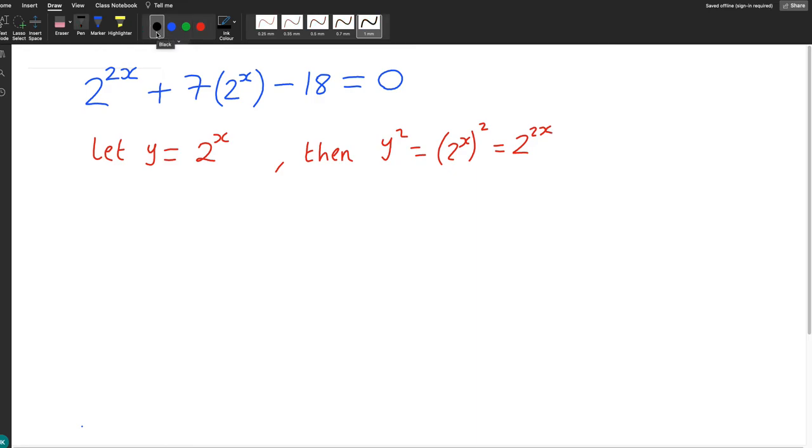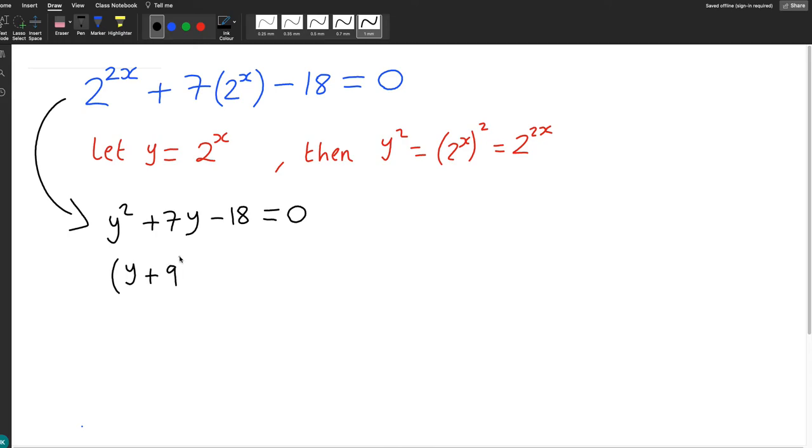So now I can make all the substitutions needed. Rather than writing 2 to the power of 2x, I can now say y squared, plus 7y, replacing 2 to the power of x with y, minus 18 equals 0. Then, I need two numbers that multiply to give minus 18, but add to give 9. In my factorization, that's plus 9 and minus 2, equals 0.